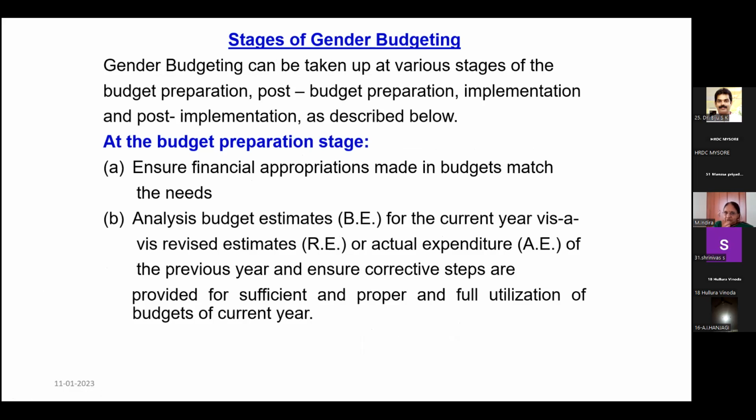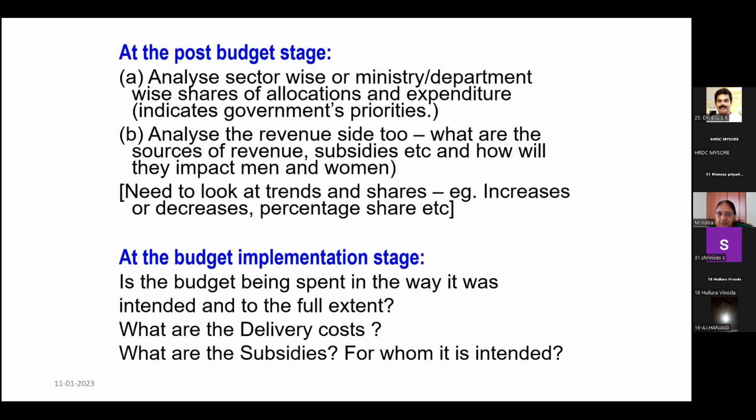In the budget preparation stage, the first stage, they look at what the estimates were, what the revised estimates were, and what the actuals were for the previous year, and they take all this into consideration before making the allocation for the current year. And at the post-budget stage, after the budget is prepared, they analyze it sector-wise, and analyze the revenue side also: what are the sources of revenue.